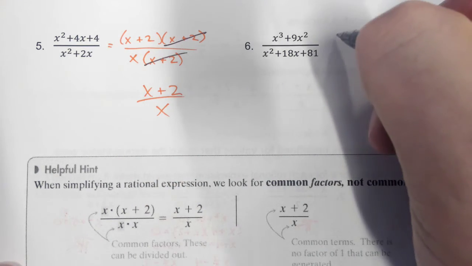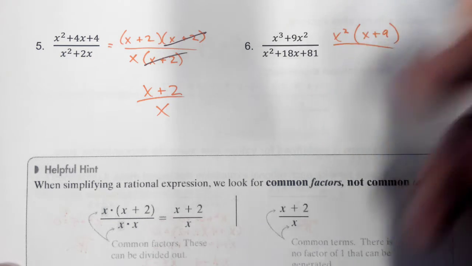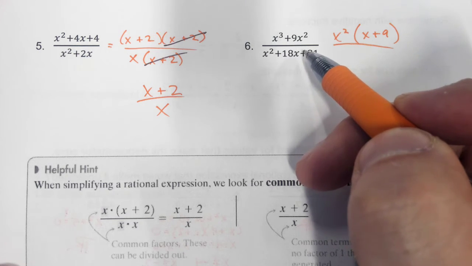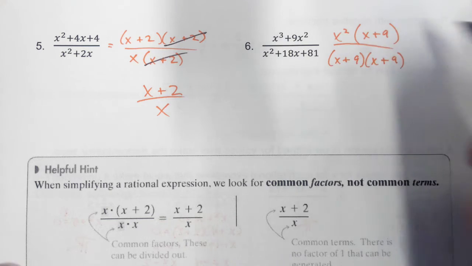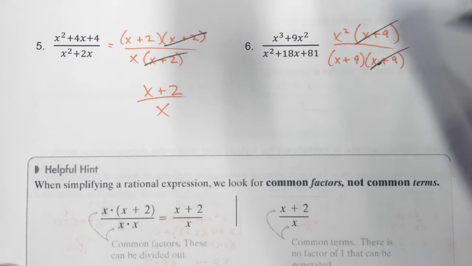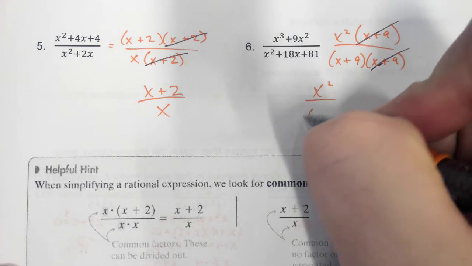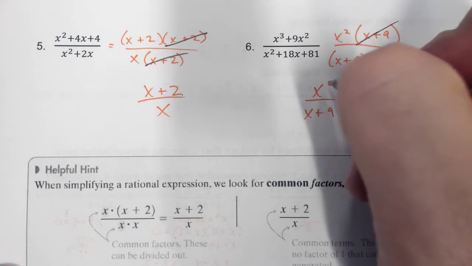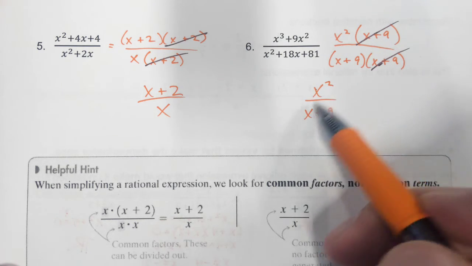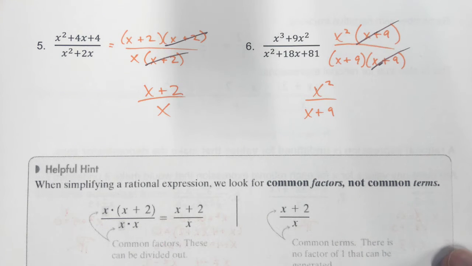Number 6 is like 5. There's an x squared in common on top, leaving x plus 9. On bottom, the factors of 81 that add to 18 are 9 and 9: x plus 9 and x plus 9. Again, I can cancel the matching factors on top and bottom for a final answer of x squared over x plus 9. I cannot cancel one of those x's with the x in the numerator because there's an addition sign in the denominator, not multiplication. So there's that. We'll move on to the third page.